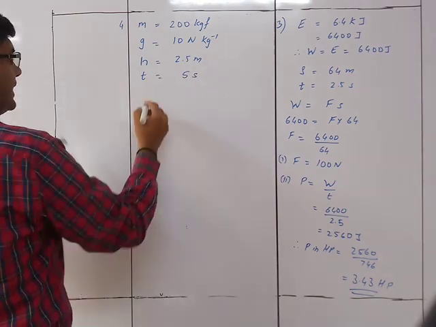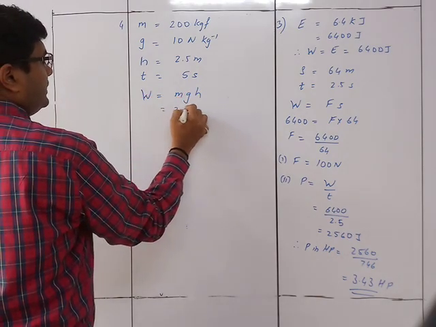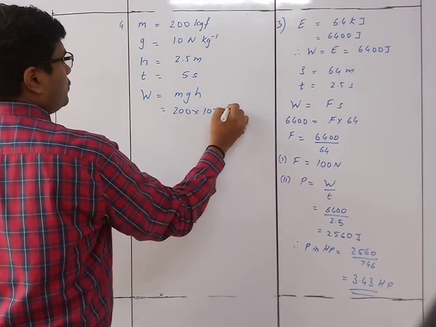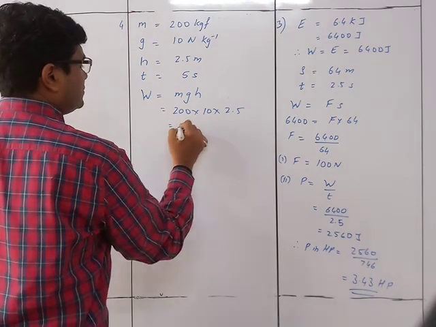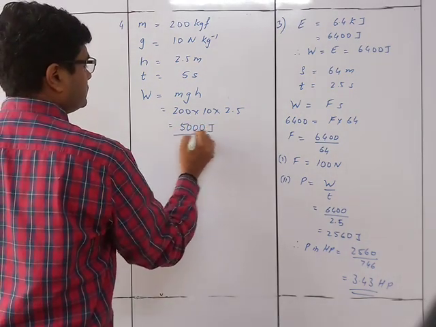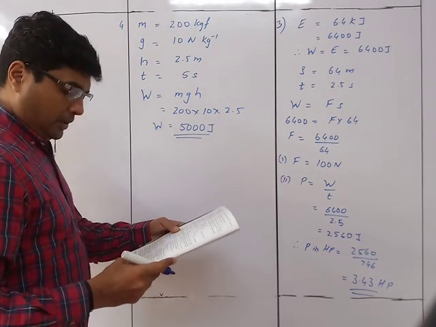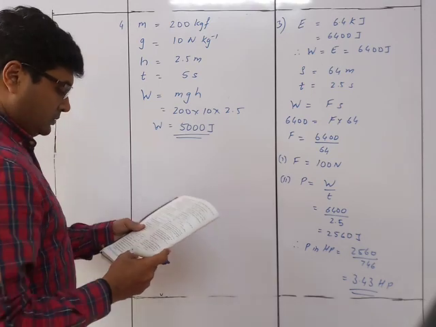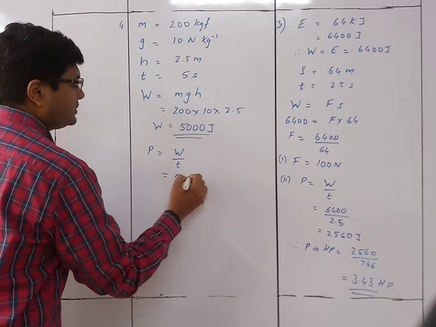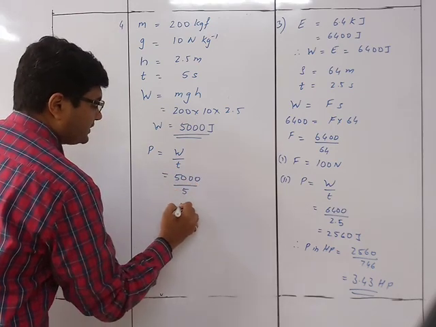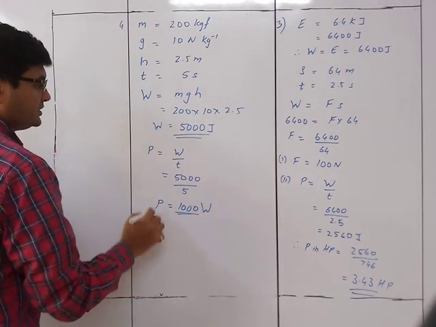You need to calculate the work done. So work W is equal to mgh. It's 200 into 10 into 2.5 meters. So it's 5000 joule. Work done will be 5000 joule. That's the first answer. Now the next thing was the power. So power is equal to work upon time, that is 5000 upon 5, that is 1000 watt. That is the power. So these are the two answers.